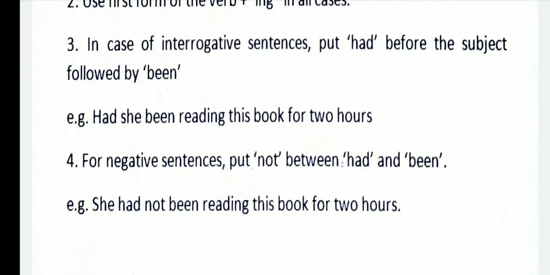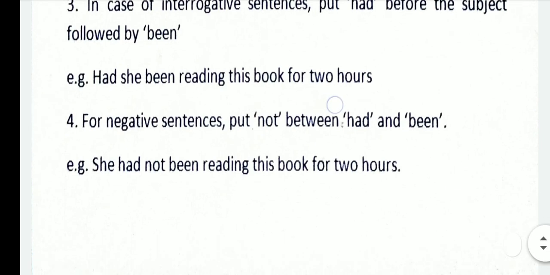And then for negative sentence, put not between had and been, like she had not been. We can see that we have put not between had and been. In interrogative, you can see that we have put had before the subject and then been. So don't do it like had been she reading. No, that will be wrong. You will write had she been reading this book for 2 hours.